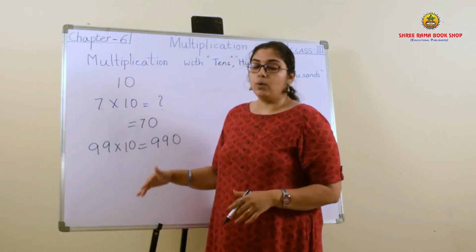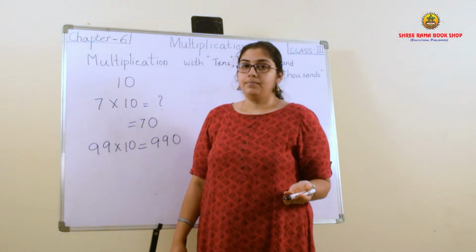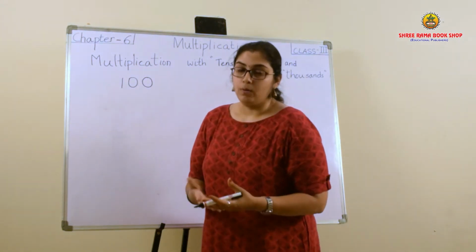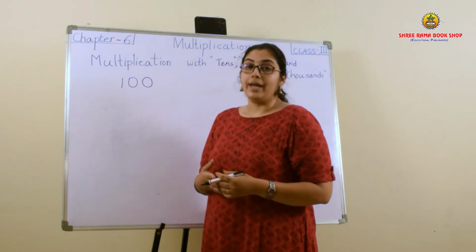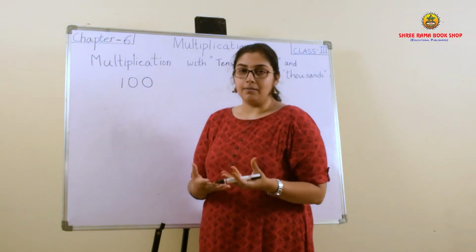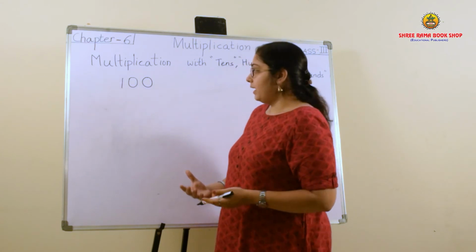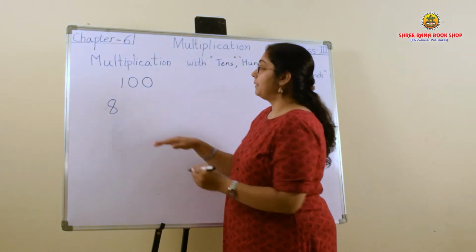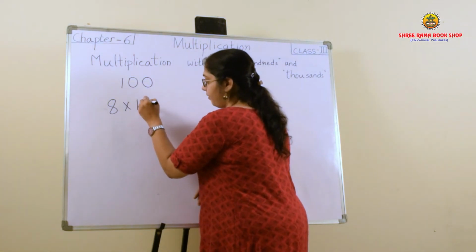Next, we will be going to 100. Now, we will be going to 100. So, what will happen? What is the product when you multiply a number with 100? Okay, so if I take a number 8, I am multiplying this number with 100.